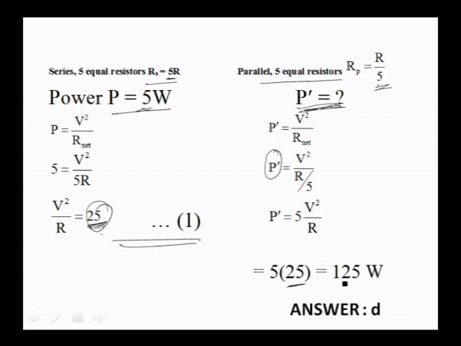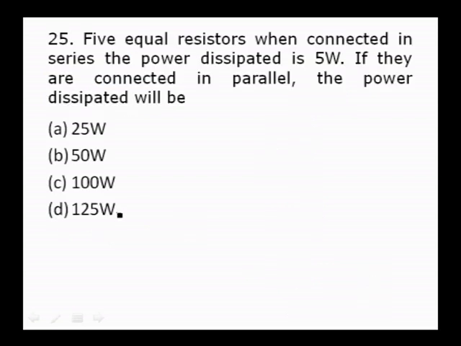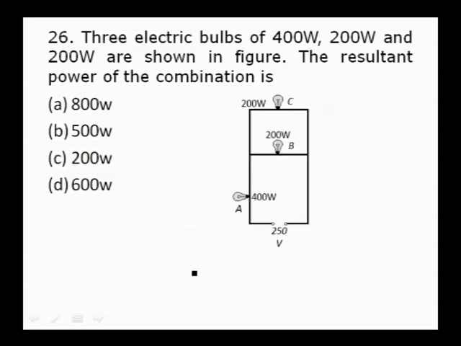25 into 5, which gives rise to 125. Therefore, the correct option is D, 125 watt. Question number 26. 3 electrical bulbs of 400 watt, 200 watt and 200 watt are shown in the figure. The resultant power of the combination is, okay.